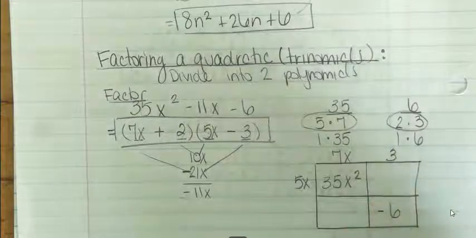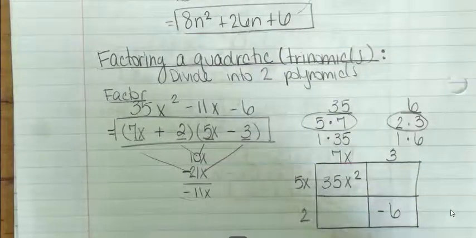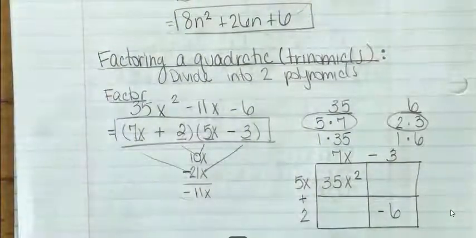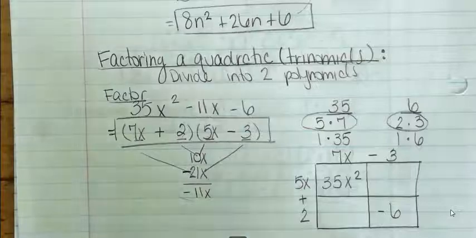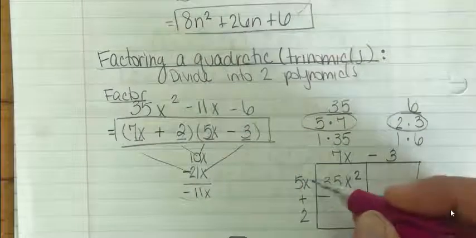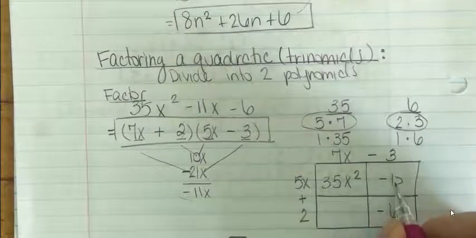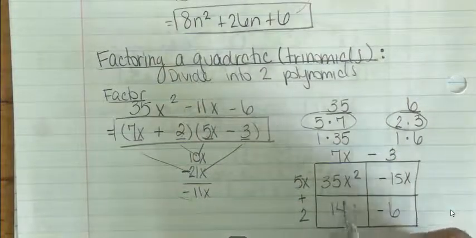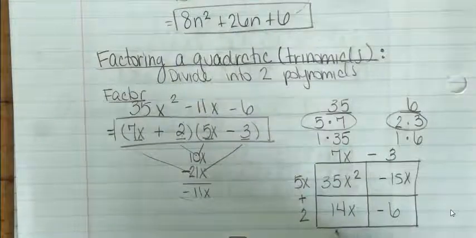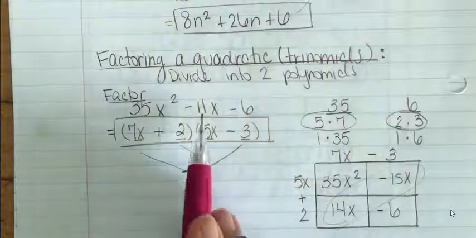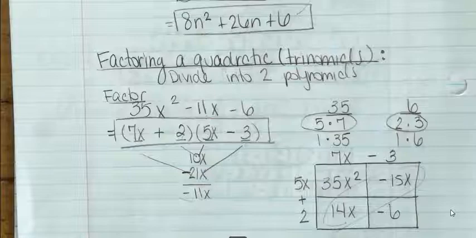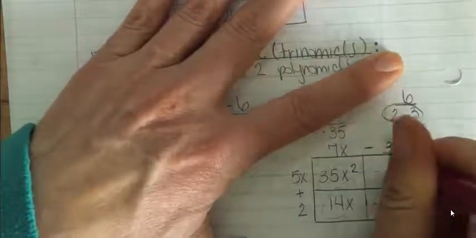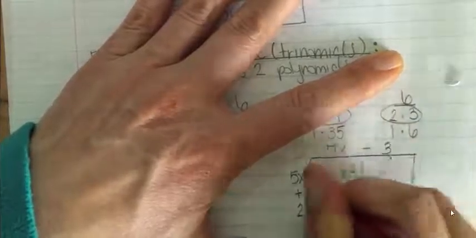Let me mess this up for you a little bit. How about if I put a 3 there and a 2 there, and I'll make this a negative 3 and this a positive 2. I'm just guessing here. Okay? Then negative 3 times 5x is negative 15x, and 7x times 2 is 14x. Notice when I combine these, do I get my middle term of negative 11x? I don't. Therefore, I would know that I was wrong.